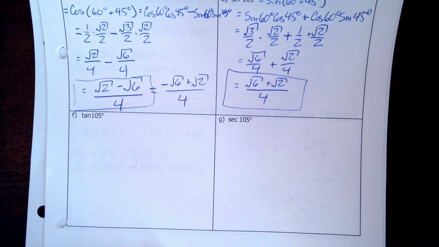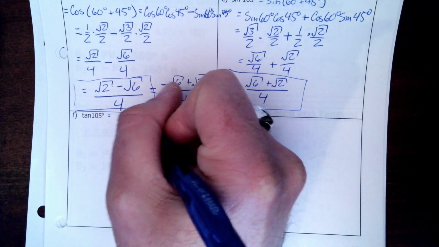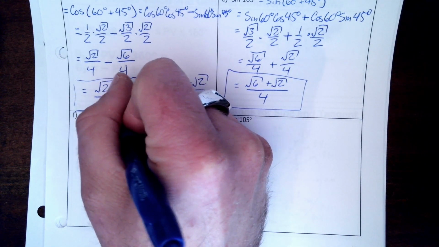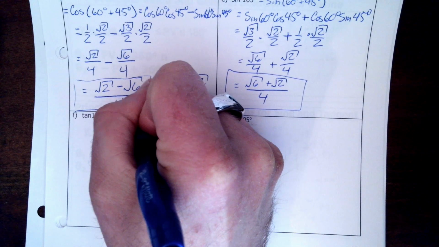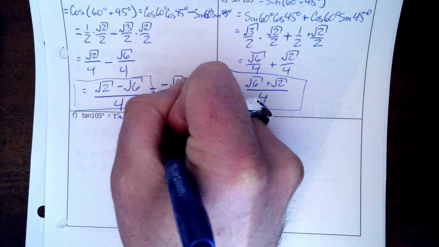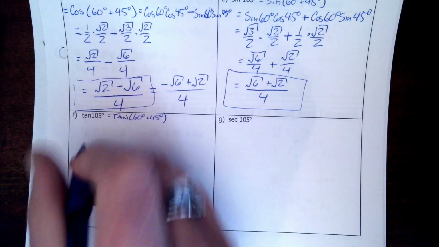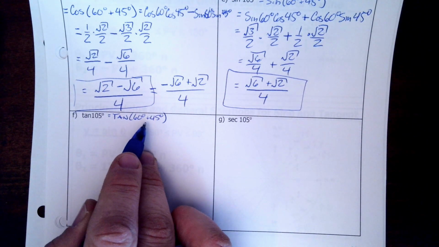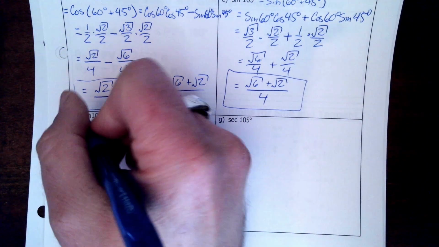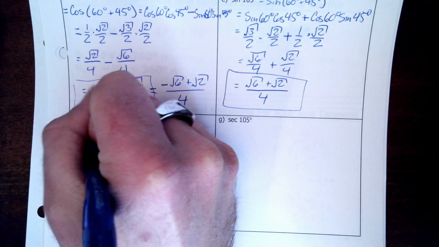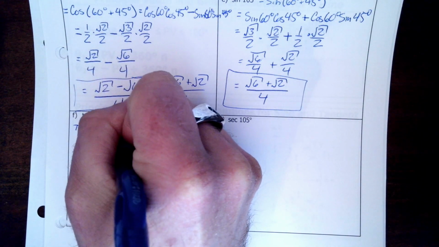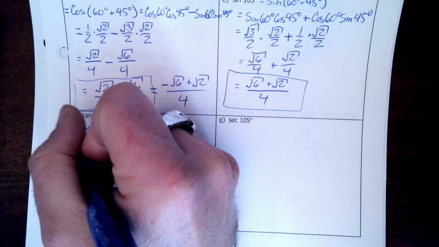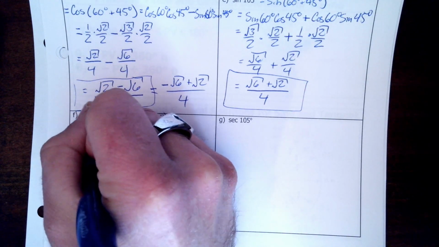All right, the tangent of 105. Tangent of 105 is really the tangent of 60 plus 45. And again, tangent, the top has the same sign as whether we're adding or subtracting. The bottom is the opposite. So we're really looking at the tangent of 60 degrees plus the tangent of 45 degrees over 1 minus the tangent of 60 times the tangent of 45.